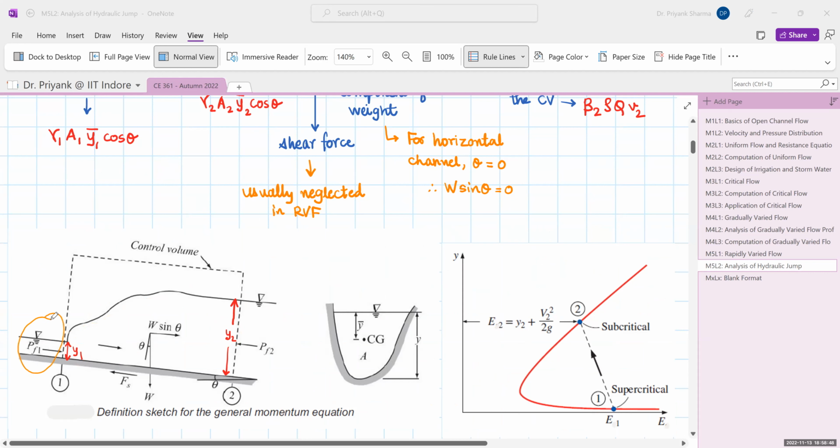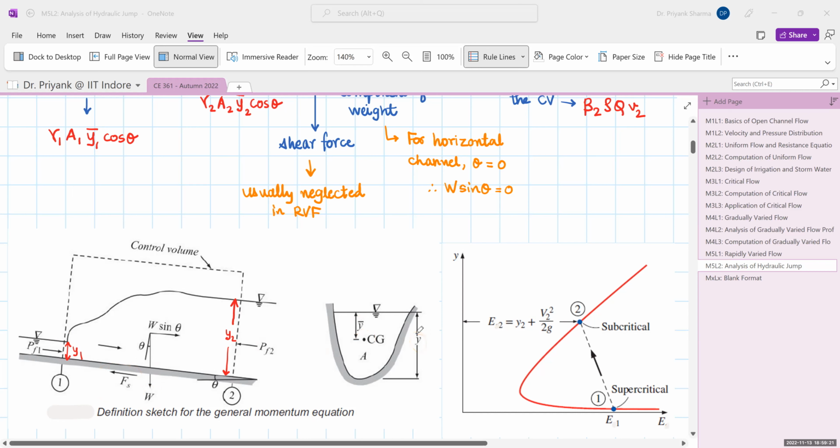At these sections we have a hydrostatic pressure distribution, and in between the pressure distribution is different from hydrostatic because there is excessive curvature. W is the weight, which acts in the downward direction. We take the W sine theta component in the longitudinal direction, and opposite to that we have Fs, the shear force component. The pressure force acts at the CG of the cross section, which is located at depth y bar from the free surface, and the total depth of flow is y.